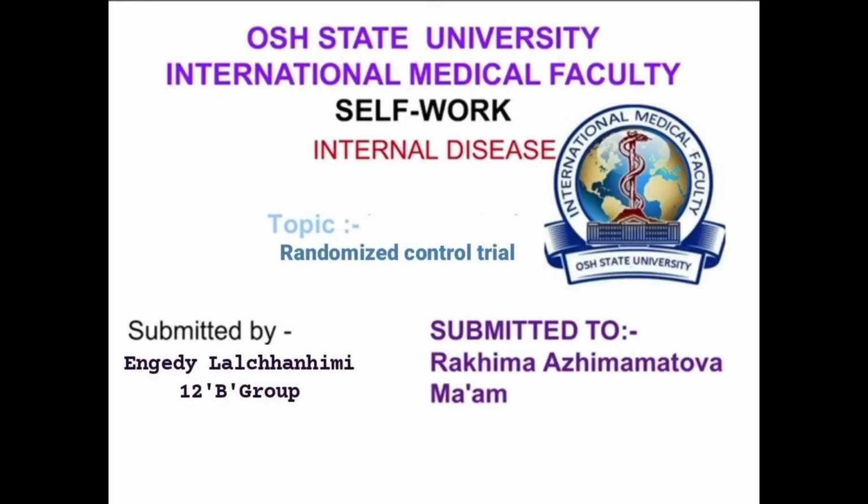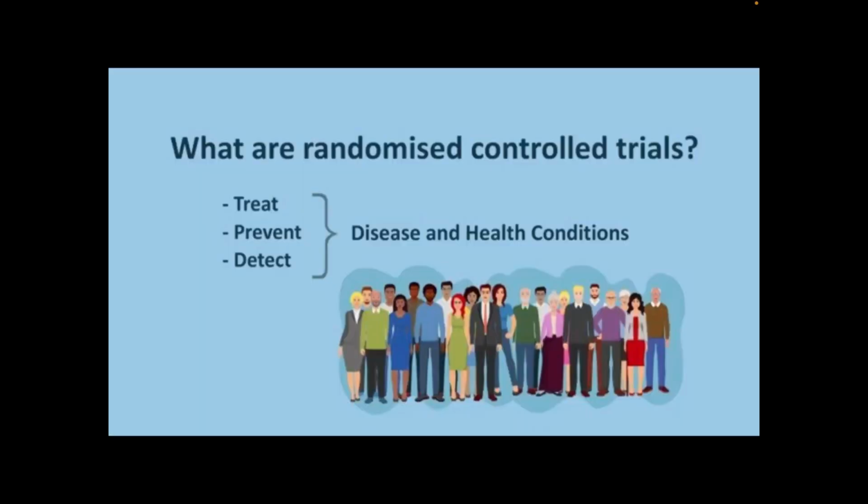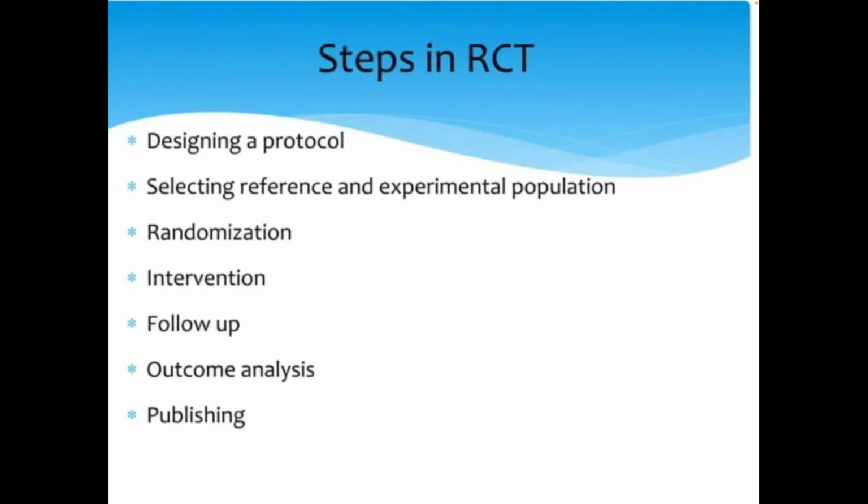Today we will discuss randomized control trials, or randomization in clinical tests. In this video, we will talk about what randomization is, how subjects are randomized, what the different types of randomization are, and why a process called randomization makes this trial the most reliable way of testing treatments. What are randomized control trials? They help in treating, preventing, and detecting disease and health conditions.